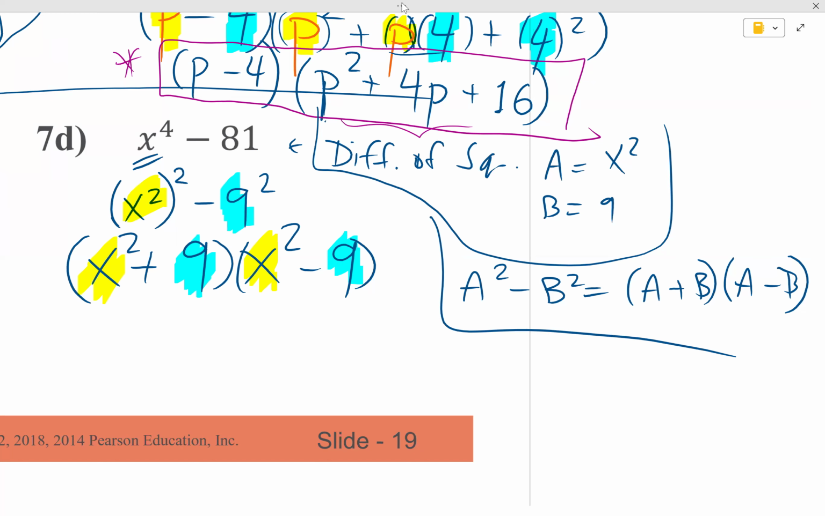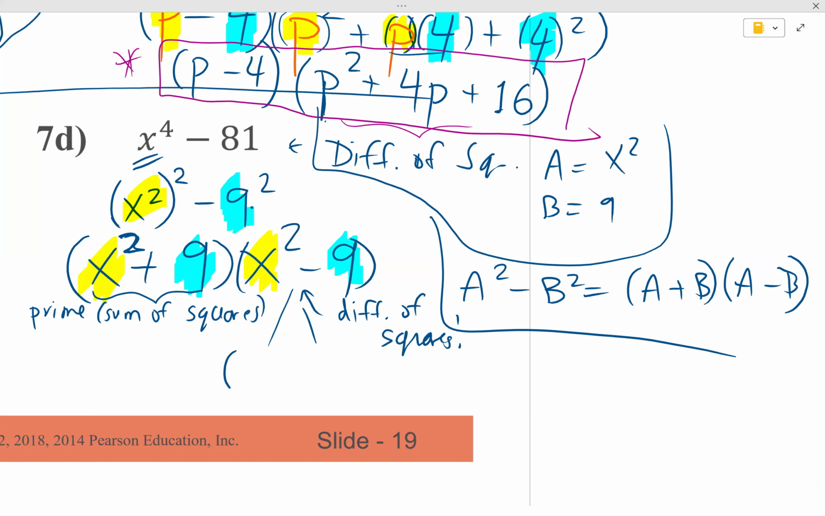This is like a trick problem. One of these factors can be factored again. This here, x squared plus 9, is a sum of squares, which is prime. Because it's a sum, not cubes, a sum of squares. But this other factor, x squared minus 9, is a difference of squares again. So I could use this formula again, at least on this part.